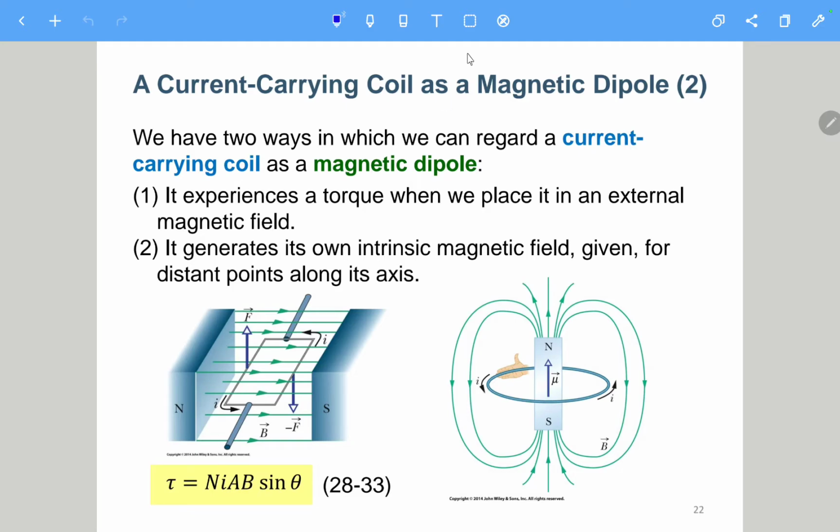Okay, so next, we try to place the current coil in the magnetic field. Here we have two ways in which we can regard a current coil as a magnetic dipole. The first one is that it experiences a torque when we place it in an external magnetic field. So this is a magnetic bar, the north pole and the south pole, and it generates a B field pointing to the right side, approximately uniform inside this area.